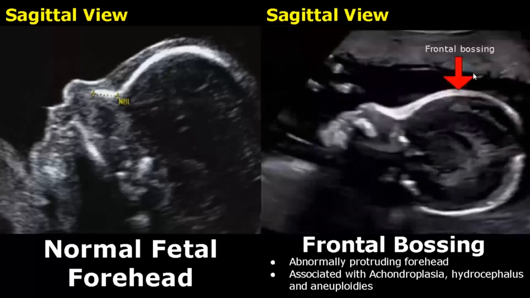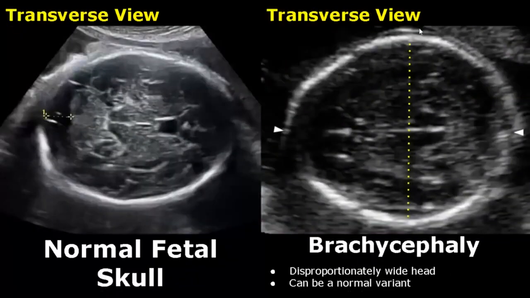Here is another image of frontal bossing. You can see the difference in curvature of the forehead. Brachycephaly is a disproportionately wide head. The head is wider than usual. This diameter is increased. It can be a normal variant or associated with some skeletal dysplasias.